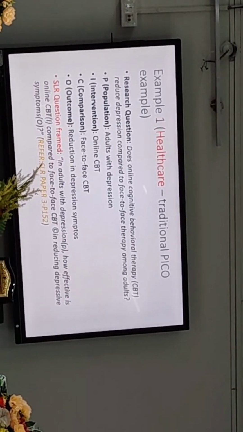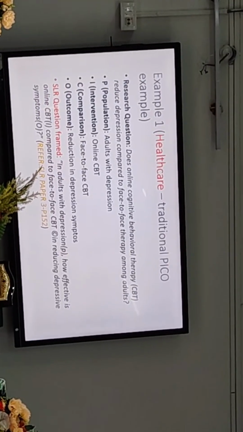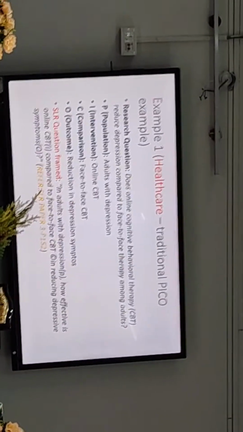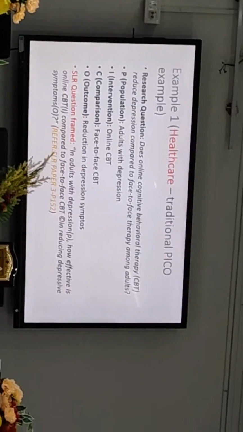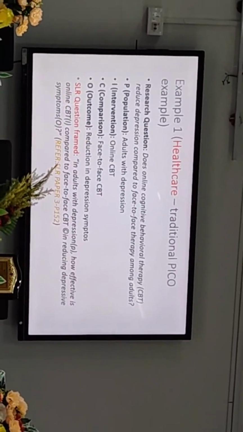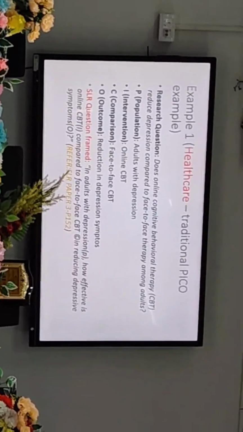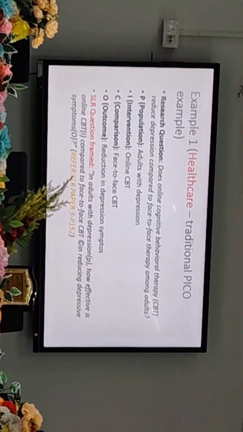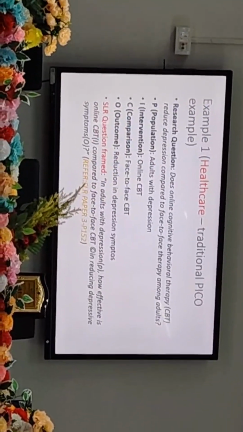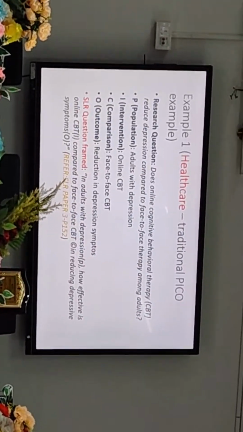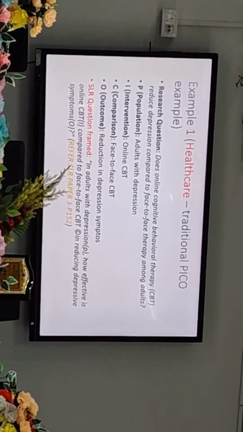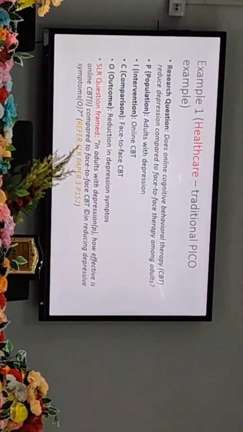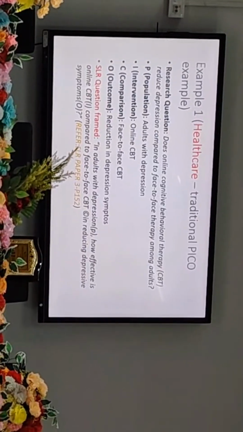See, as I said, P stands for population. Whom do you want to examine? You want to examine the adult population who are suffering from depression. This is your area. I stands for intervention. Here you will find the impact. I stands for intervention, alternative mode. Then C stands for comparison. Online versus face to face. O stands for outcome. What is the result?